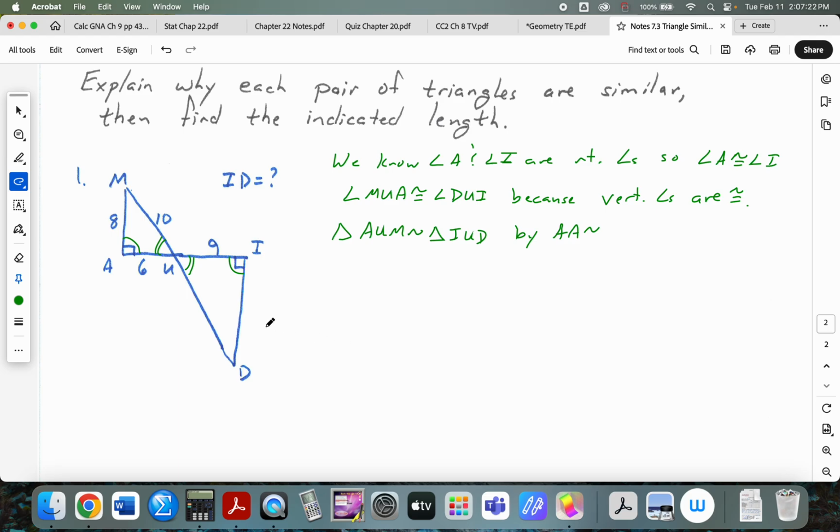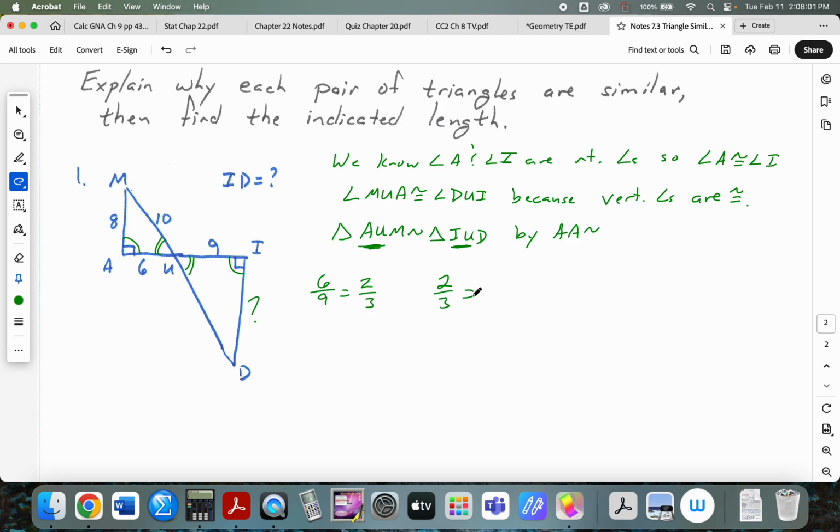Now we need to figure out how long ID is. So if we're setting up the proportion, we've got to set up something with UI, right? What does UI correspond to in the other triangle? AU. If you've done this part correctly, you can use that to help you set up what parts go together. So that's a 6:9 ratio, which is 2:3.